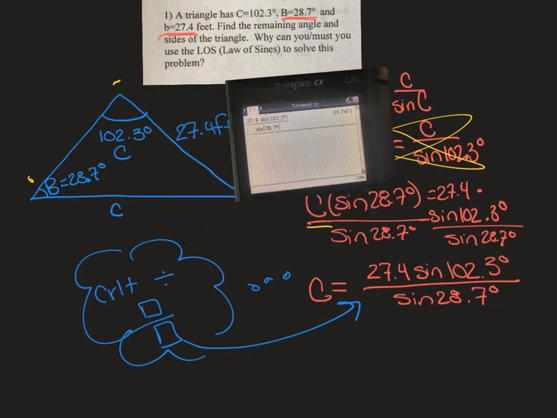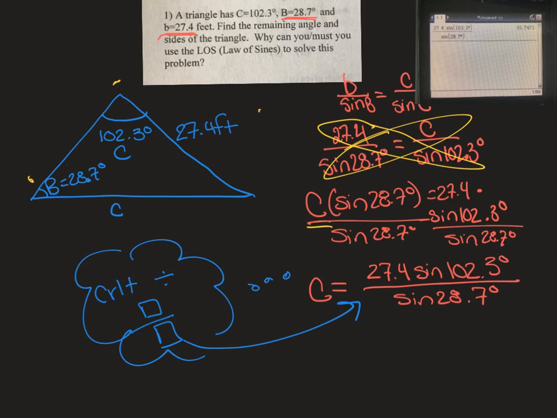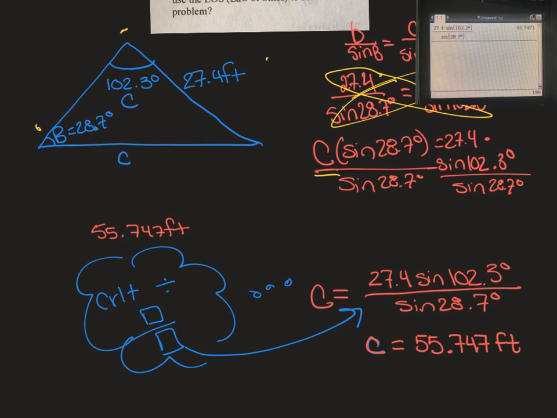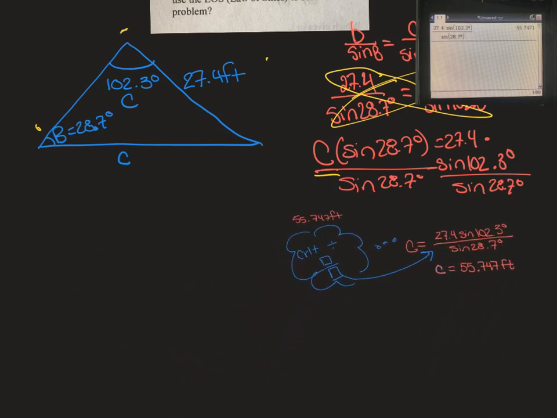Let me make the screen smaller, put it up here for us. So our answer ends up being that little side, oops, I should be in red. So little side C should be 55, remember we always round to 3 decimal places, 0.747, story problems need story answers, feet. So this side down here is 55.747 feet. And now we have to still find A. So let me shrink all this down.